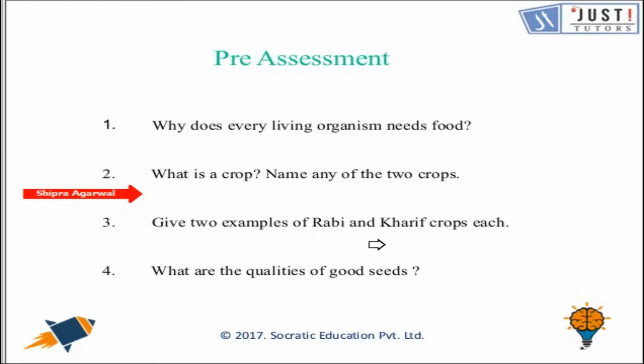A crop is basically the cultivation of plants on a particular field, so that we name as a crop. Examples are rice, wheat, potato. The third is to give two examples of rabi and kharif crops. Rabi crops are wheat, barley, mustard, and kharif crops can be cotton and rice. Now, what are the qualities of good seeds? Good shape, size, color, genetic purity, and high storage capacity. So these are a few qualities of good seeds.